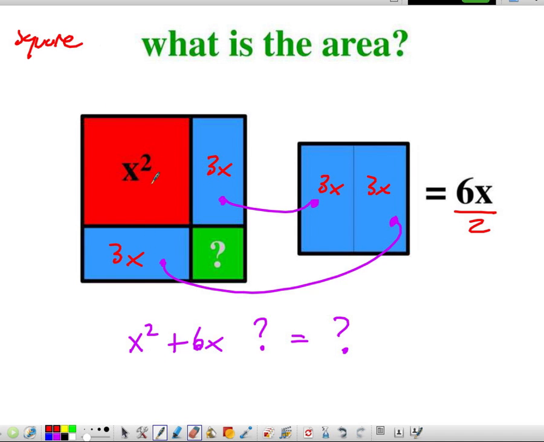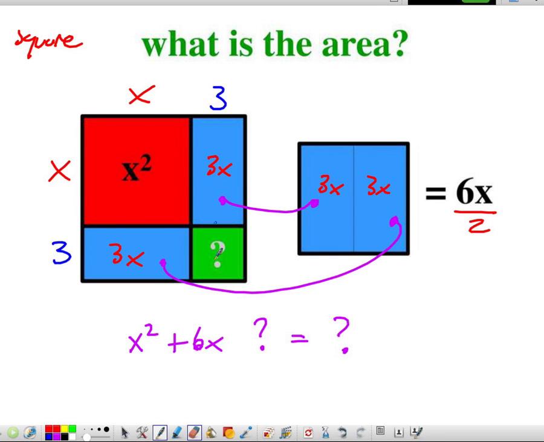Now, in order to find the area of this, all I need to do is find the dimensions. X squared, how do I break that up? How do I find the dimensions of this red square right here? Well, it's basically x times x. That's the only way you can split it up. X times x gives me x squared. Here, now I can find the dimension of this. This is 3x. X times what gives me 3x, which is going to be 3 here. And then, since this is a square, I know the dimension here is also 3. So we get x plus 3 and then x plus 3.